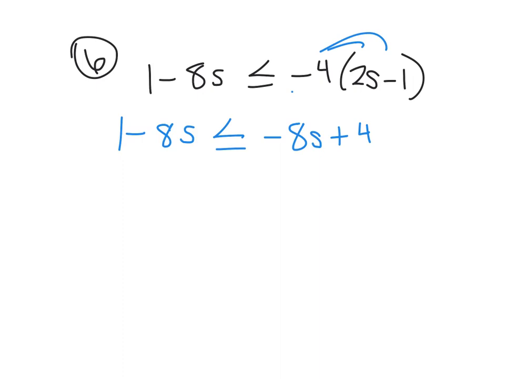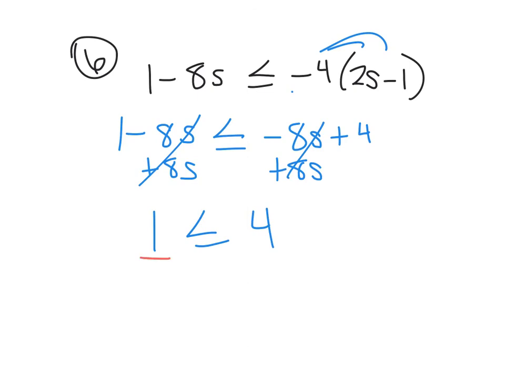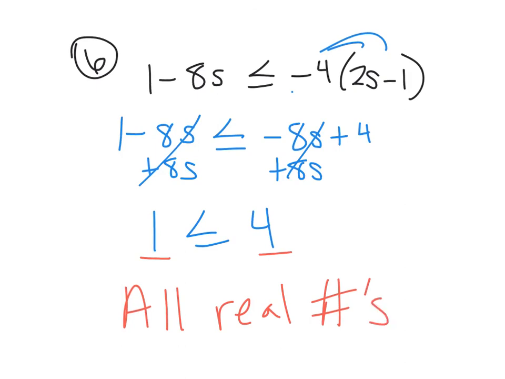So now we're going to simplify. So I'm just going to say plus 8s, plus 8s. So I'm left with 1 is less than or equal to 4. Now, is 1 less than or equal to 4? It's not equal to, but it is less than. So then this is a true statement, so you can say all real numbers. And I don't care if you do the number sign.